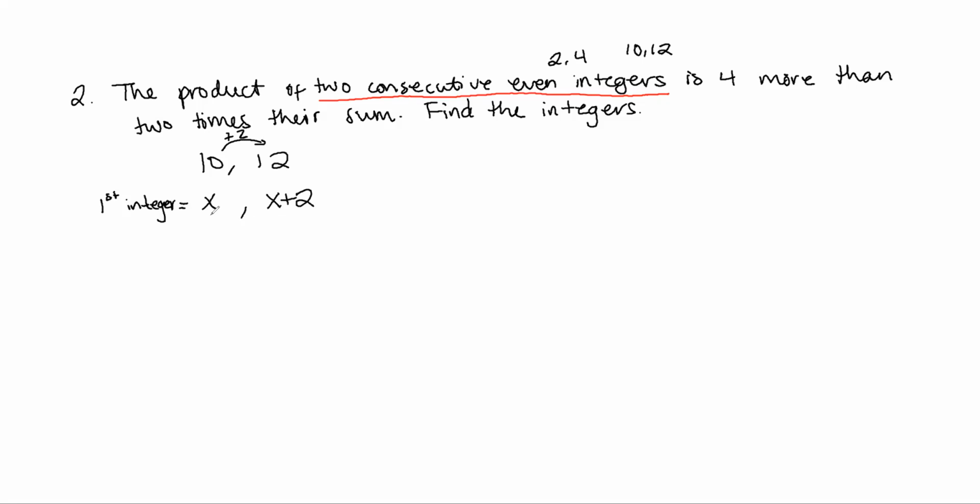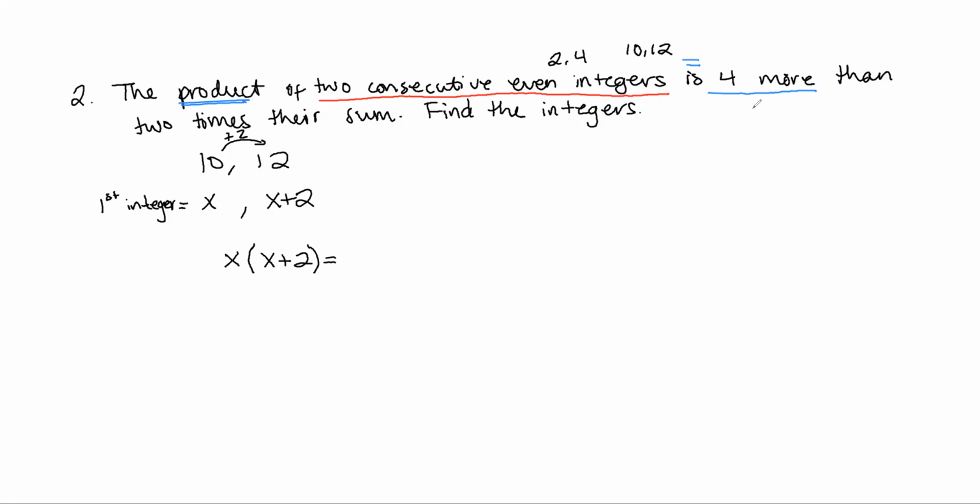Then we can go back to the problem and see what else it says. It says the product of these two consecutive even integers. The product means we're multiplying, so x times x plus 2 is, remember, is means equals. We'll put an equal sign here. 4 more.